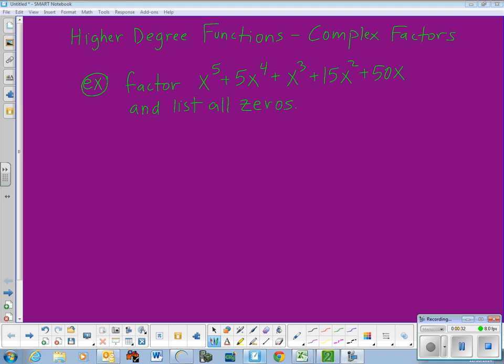If 2 is a 0, then x minus 2 is a factor. We're going to expand that a little bit and deal with some imaginary numbers with this example. So our goal for this first problem is to take this 5th degree polynomial and factor it and list its zeros. So first of all, to factor, right away I see something that's going to help us a little bit, is that this thing has a factor of x that's common to all terms. So let's go ahead and get this out of the way.